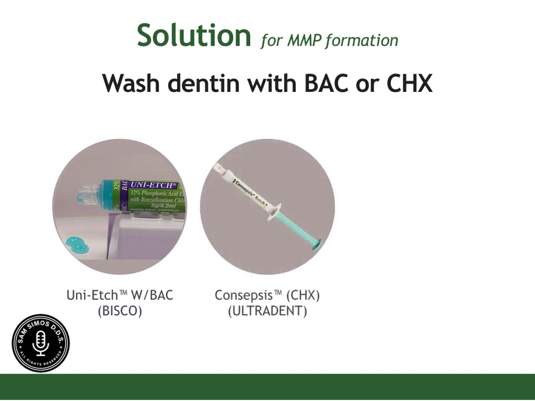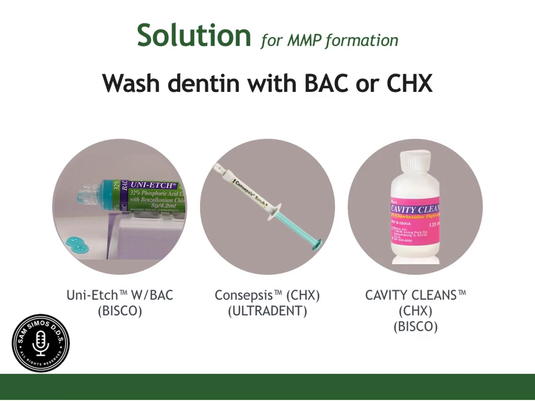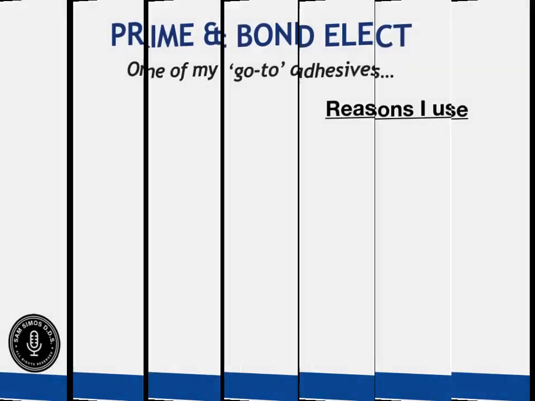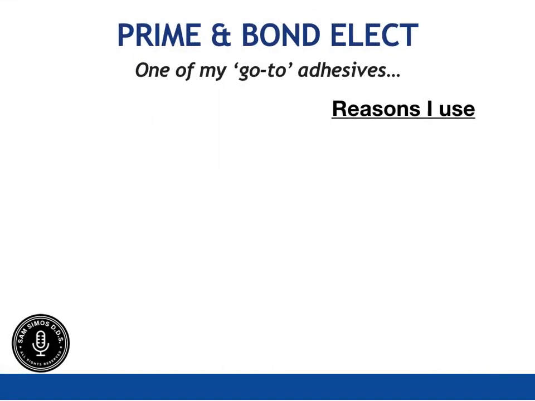Concepts rinse, you saw Dr. Jackson using that very well. I use this a lot as well. It's a 2% chlorhexidine rinse or scrub. And you can also use Cavity Cleanse from Bisco. This is a 2% chlorhexidine scrub that you can use after you etch, and it will help mitigate these MMP formations. So at this point, you know a lot about adhesive. You know about the fundamentals, the different categories, about how an adhesive diffuses through the dentin, limitations of all of the adhesives on the market, and how to combat some of those limitations.